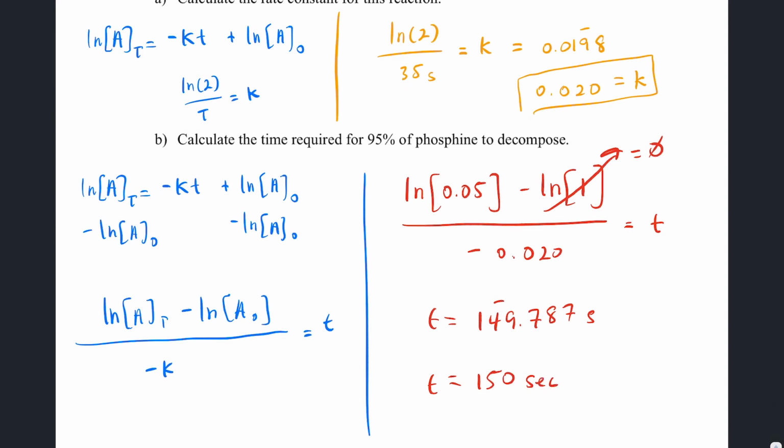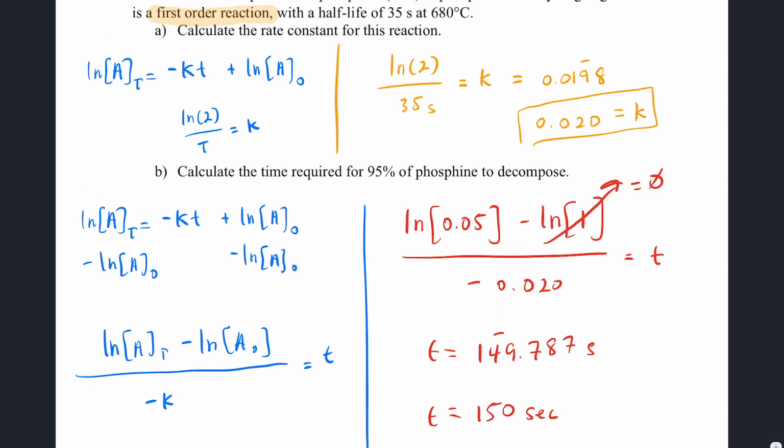Great. This sounds like a nice round number, and it also makes a lot of sense, considering that it took 35 seconds for half of it to decompose. If we extrapolate that to having 5% remaining, 150 seconds doesn't sound too bad, because in order for a quarter of it to be left, that would be 70 seconds, and so on. So we keep adding that. So yeah, 150 seconds sounds about right.